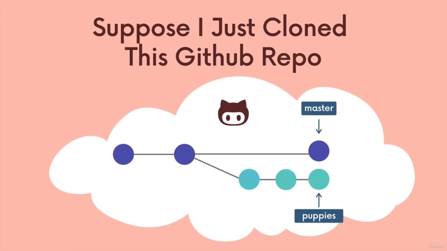So now that we've talked about remote tracking branch references, quite a mouthful there, let's talk about working with remote branches. So for example, if we have a repo that we clone or that we want to work with that has multiple branches on GitHub, how do we work with those branches locally? Let me demonstrate what I'm referring to.